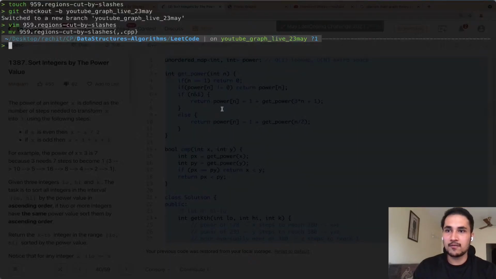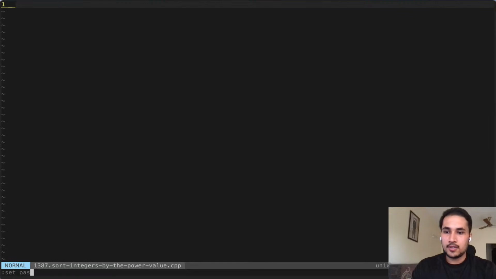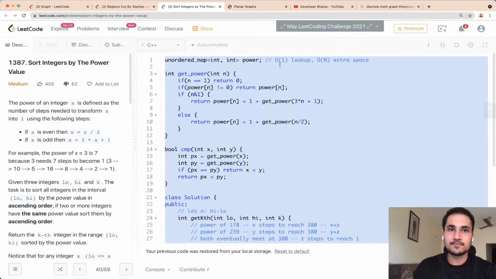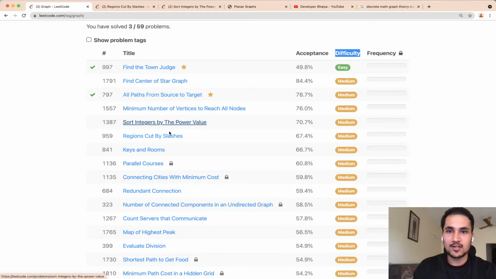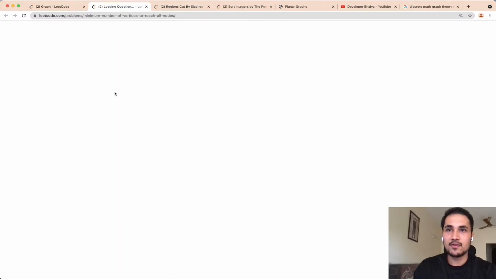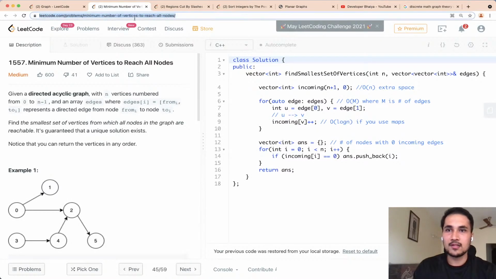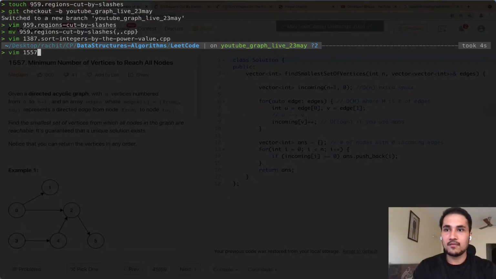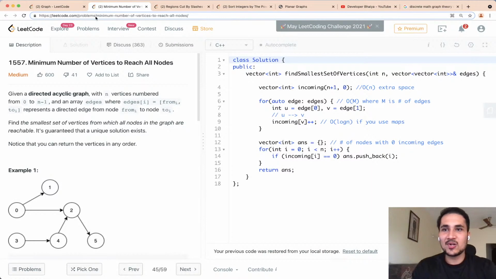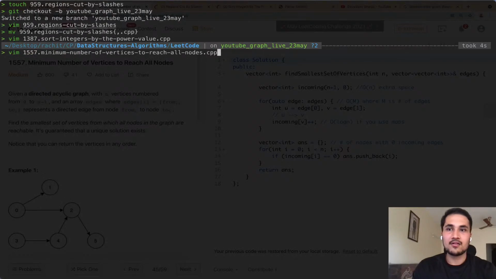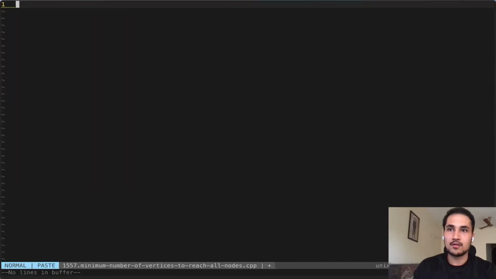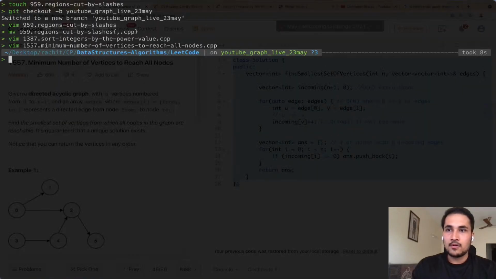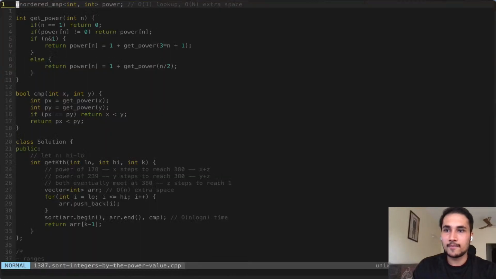This is one other problem that we solved, right? 1387, sort integers by the power value .cpp. All right, this is done. What else? We solved one more problem, I believe. No, I think two problems only. Or no, this one also, minimum number of vertices. Yes, we did solve this one as well. All right, 1557. Damn it, this is going to take a lot of time. Let's copy it from here. I think I pasted the right code here also, right? Yeah, this is fine.